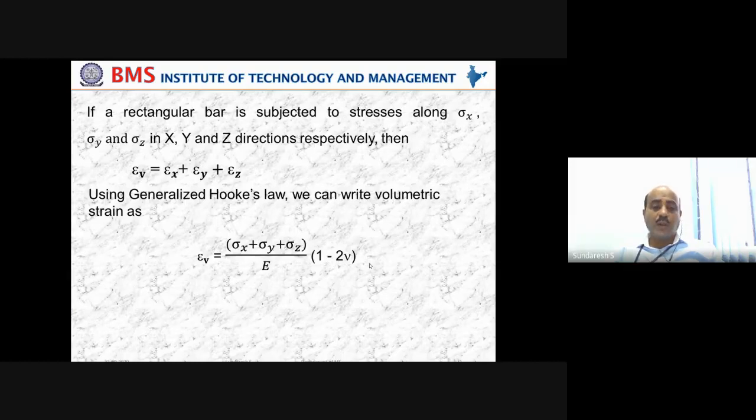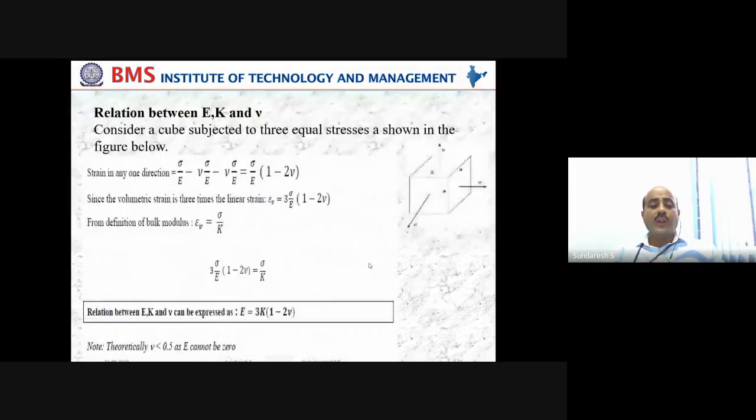So this is one important thing that we are going to write first here. See, this is the expression that we have got directly over here. Since the volumetric strain is 3 times the linear strain, we can get volumetric strain is equal to 3 times sigma by E into 1 minus 2 nu. Am I right?